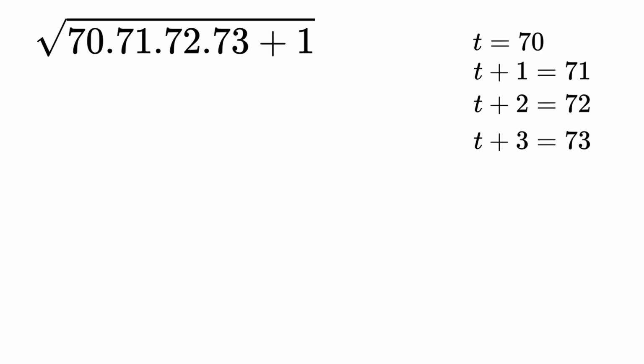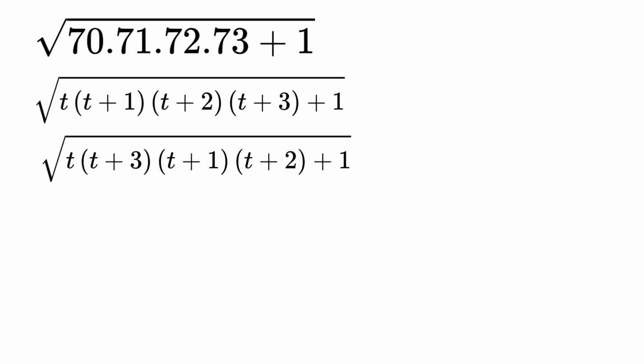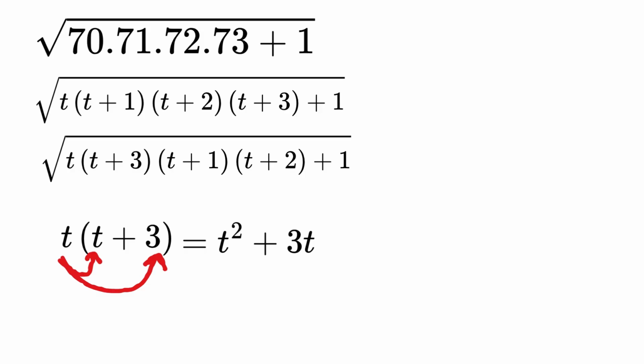It becomes square root of t times t plus 1 times t plus 2 times t plus 3, and then plus 1. Now here comes the clever trick. We can take this t and t plus 3 together, and t plus 1 and t plus 2 together, and multiply. So first group is t times t plus 3, multiply them to get t squared plus 3t.